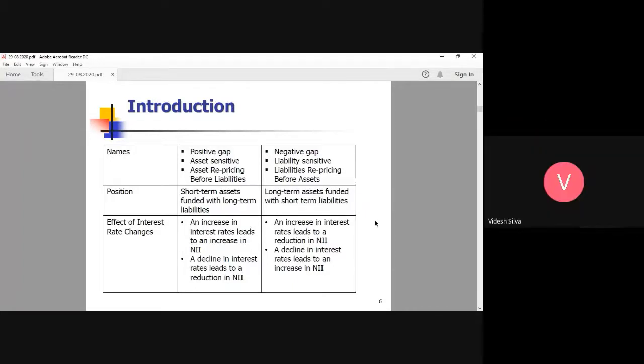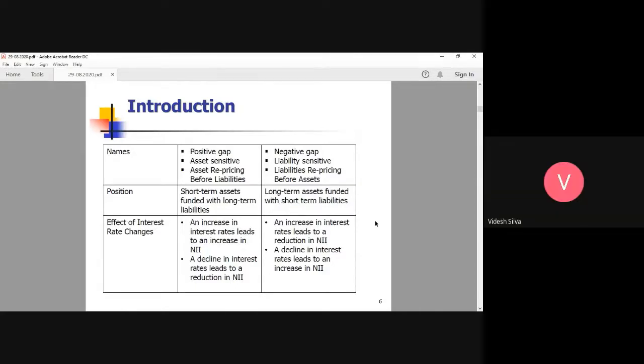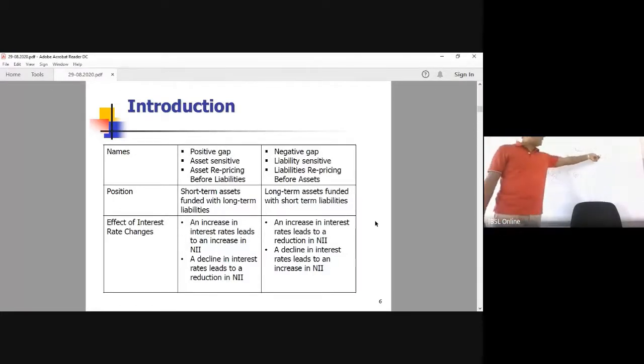So it's a negative gap because he has more long-term assets. Positive gap is when he has more short-term assets. So he has long-term assets, 3 years, 20%. Overnight liabilities, which is deposits. So he has short-term liabilities, long-term assets. He has created a negative gap because now he has to fund these assets with short-term deposits.